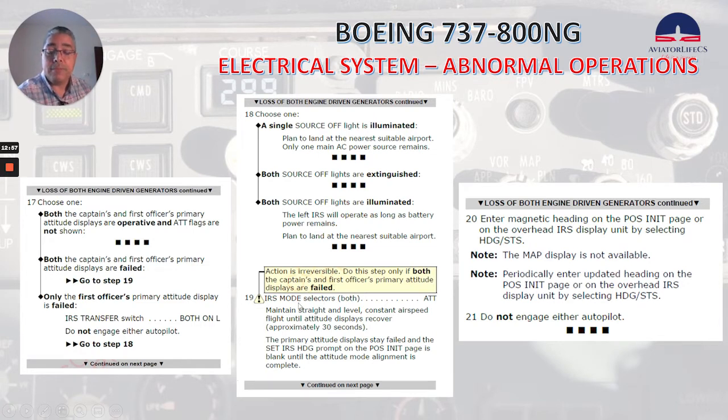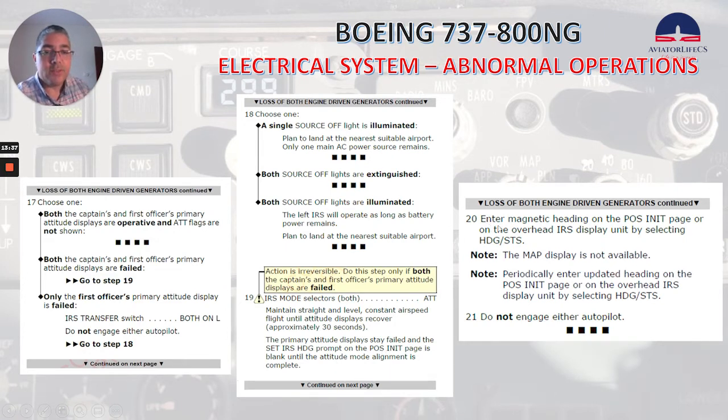Step 19, and let's read what this note says. Action is irreversible. Do this step only if both the captain's and first officer's primary attitude displays are failed. IRS mode selectors both ATT. Maintain a straight and level constant airspeed flight until attitude displays recover, approximately 30 seconds. The primary attitude displays stay failed and the set IRS heading prompt on the position init page is blank until the attitude mode alignment is complete.